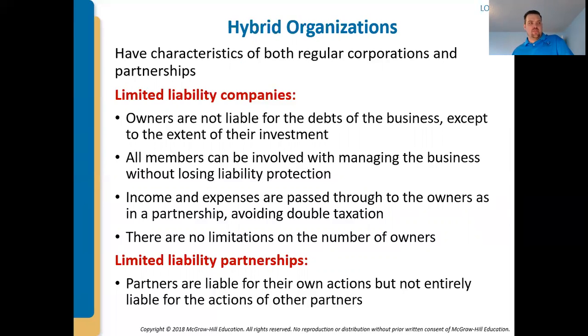Income and expenses are passed through to the owners, avoiding double taxation. LLCs are not taxed at the LLC level. They are only taxed at the individual level. So if your S corporation or your LLC, both are hybrids, makes $200,000, it doesn't get taxed at the LLC level, and then when you pay yourself a dividend, it gets taxed again. Instead, it's taxed one time at the individual level the year that you actually make the money. And there's no limitation on the number of owners.